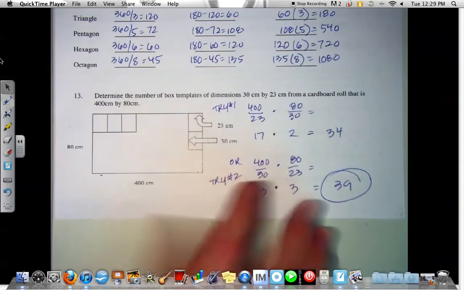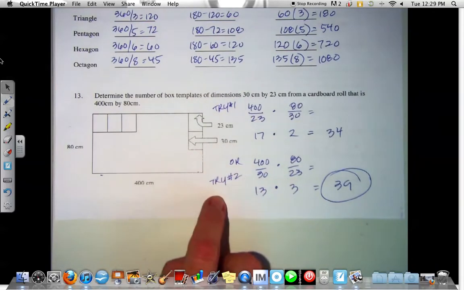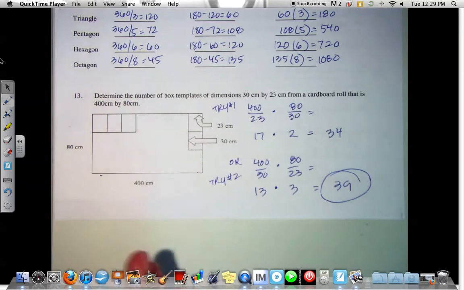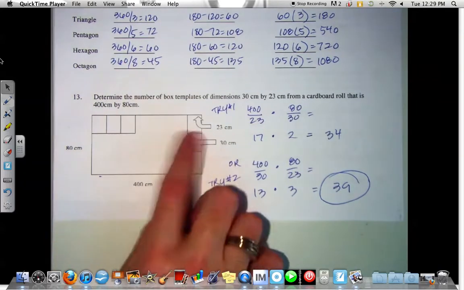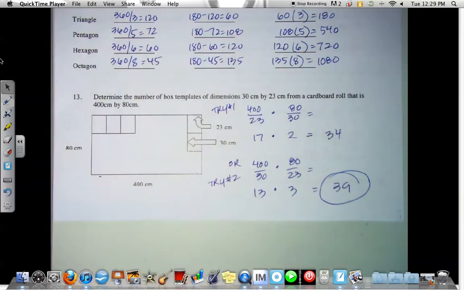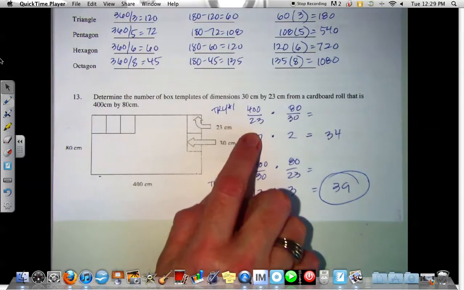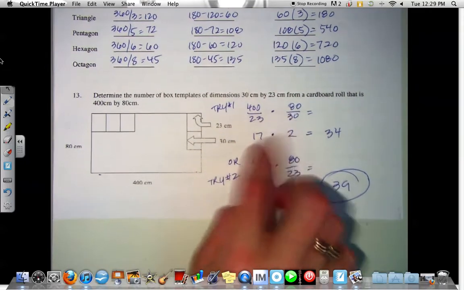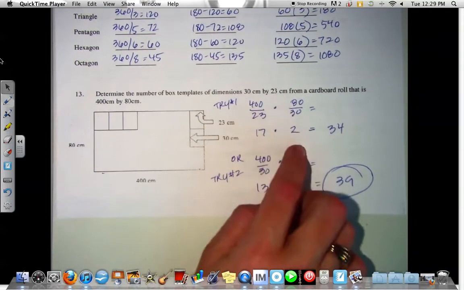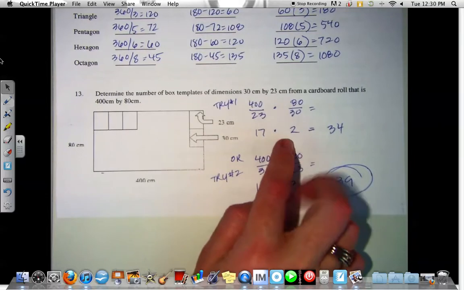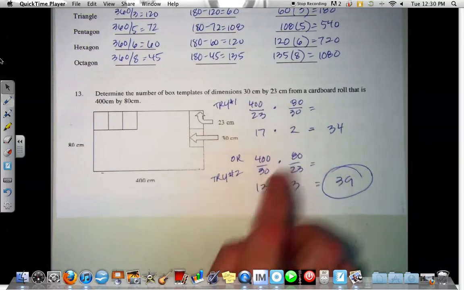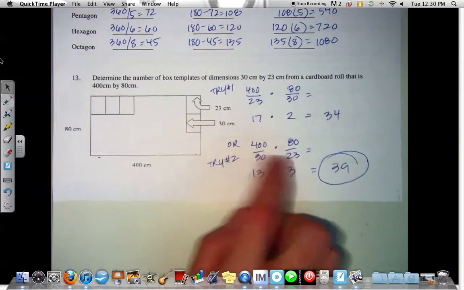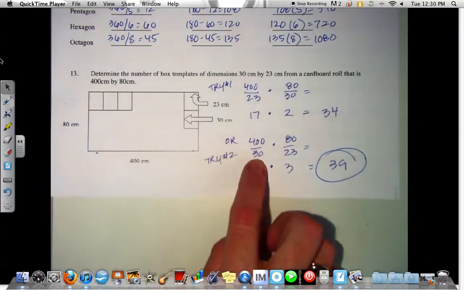This was the try 1 and try 2, where you're taking the length and width of the big piece of cardboard and dividing it by the length and the width of the smaller templates. So we have 400 divided by 23, 80 divided by 30. Take the whole pieces that we can cut out and then multiply them together. Now we're going to rearrange how we're laying the template out, so that's why you're dividing it, flip-flopping it by what you're dividing it by.